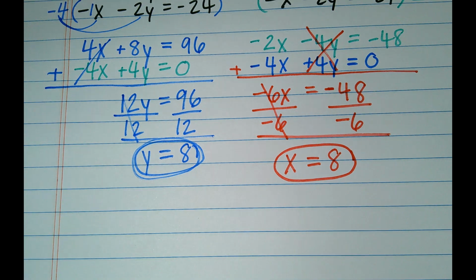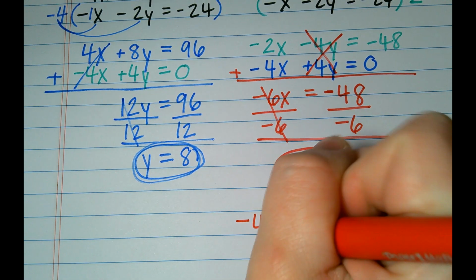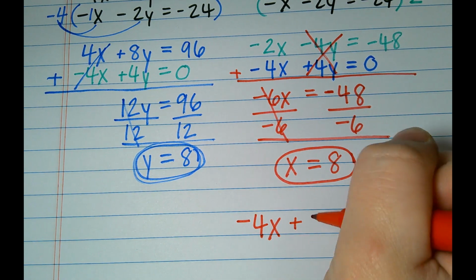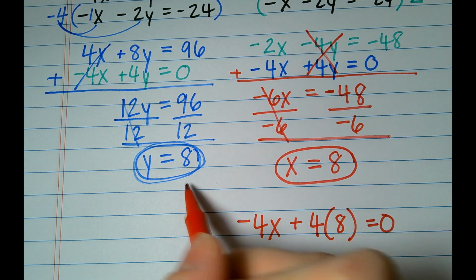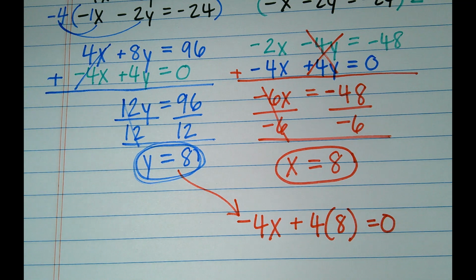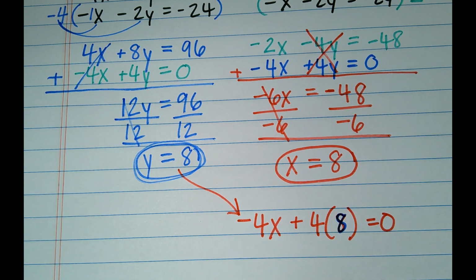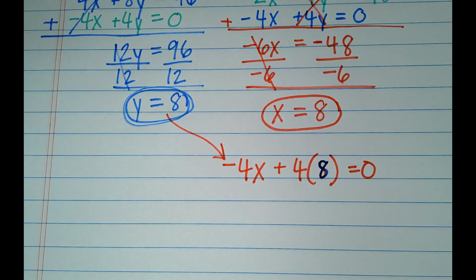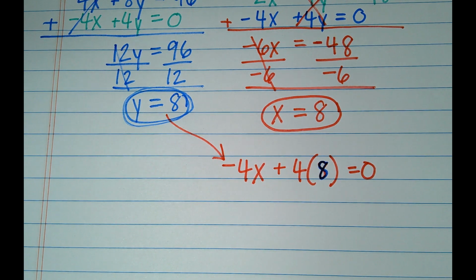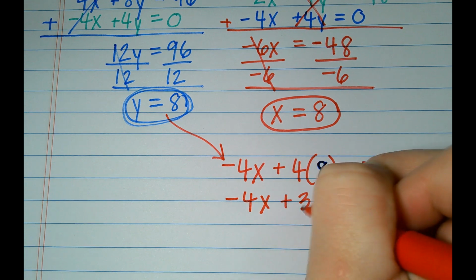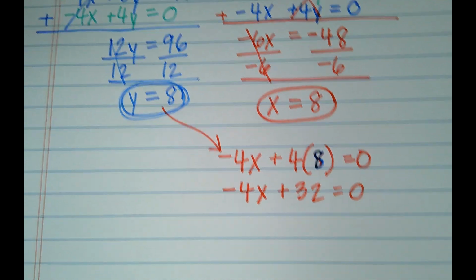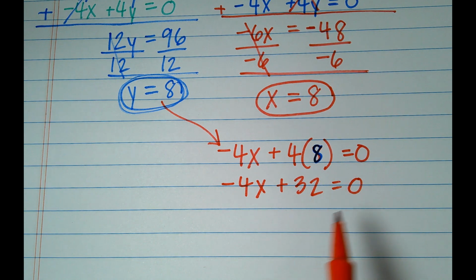Okay, let me see what that would do. So negative 4x plus 4, plug in 8 for y, equals 0. So let's do that and see what happens. Okay, so 4 times 8. 32. So I have negative 4x plus 32 equals 0. And what would I do here? I cancel out because it's 0.